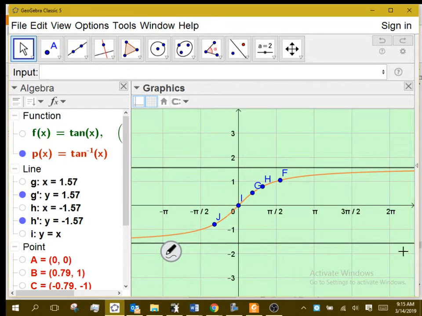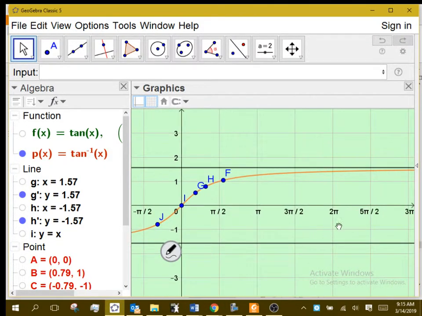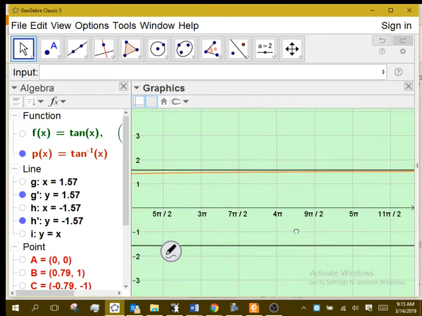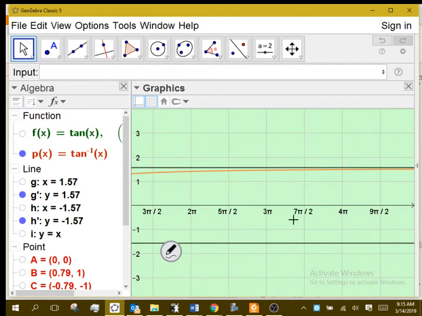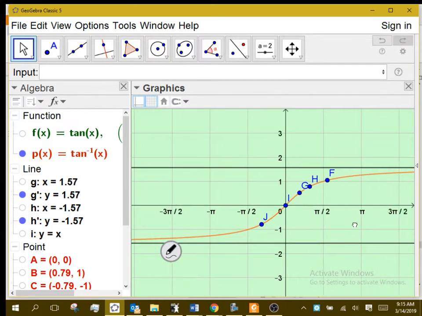What's your domain for the tangent inverse? What kind of numbers are you allowed to put in for the tangent inverse? All real numbers. You can put in anything that you want. That is different than the cosine and sine, right? The arc sine and the arc cosine, those two functions, the only thing I'm allowed to put in are values between -1 and 1, right? Because when I go opposite over hypotenuse or adjacent over hypotenuse, the hypotenuse is always the largest value, right?